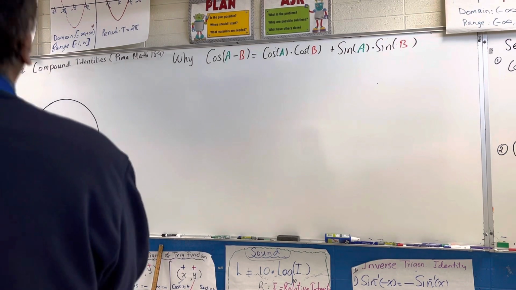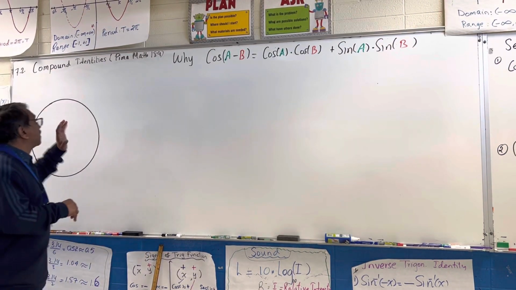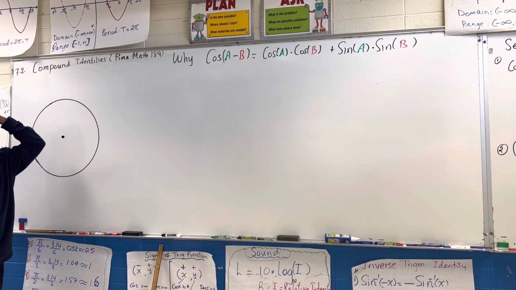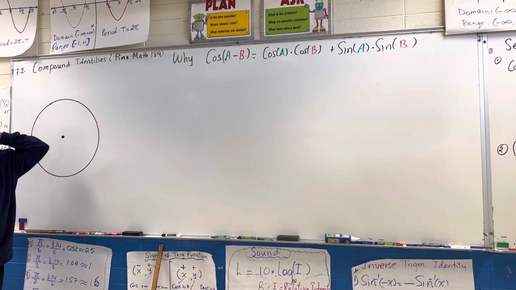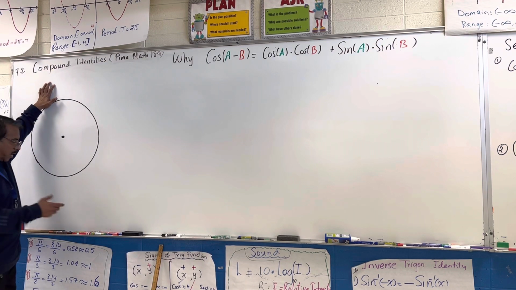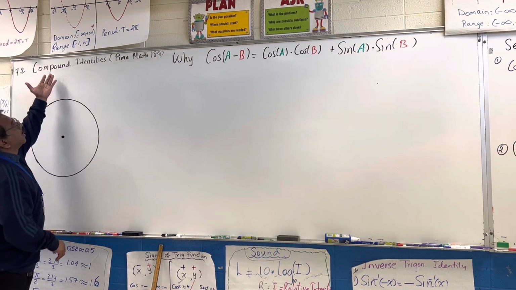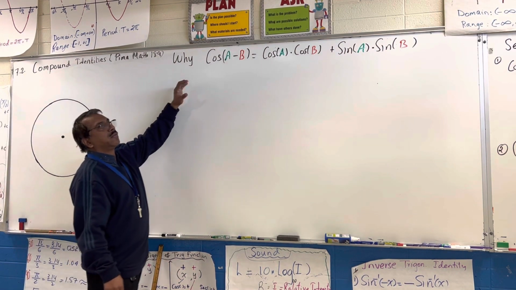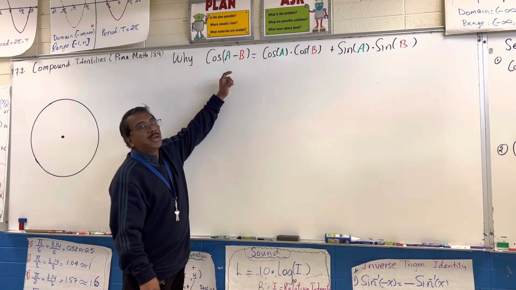Okay, students, today we are going to learn about lesson number 7.0, okay? Last time it was 7.5. Remember the handout that I gave, it was 7.1. So this is 7.0 and the learning target is proving compound identities. One of them is this one, cosine A minus B.